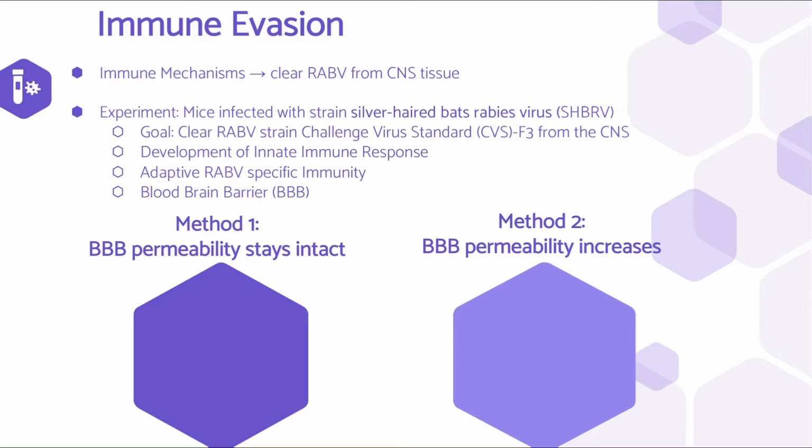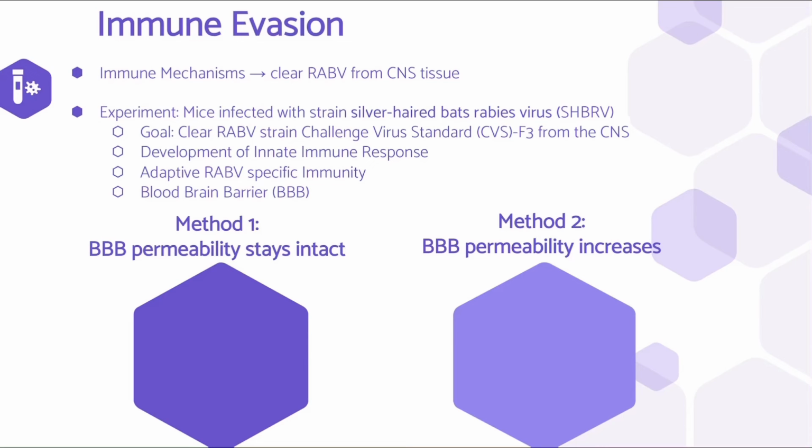In the experiment conducted by Roy and Craig Hopper, their goal was to clear the RV strain challenge virus standard F3 from the central nervous system. This included the infiltration of immunological effectors across the blood-brain barrier, as well as the development of an innate immune response in central nervous tissues, and adaptive rabies virus-specific immunity in the peripheral lymphoid organs.